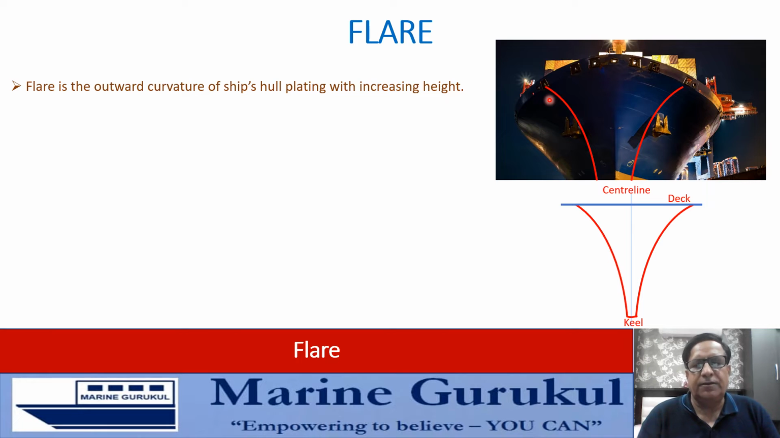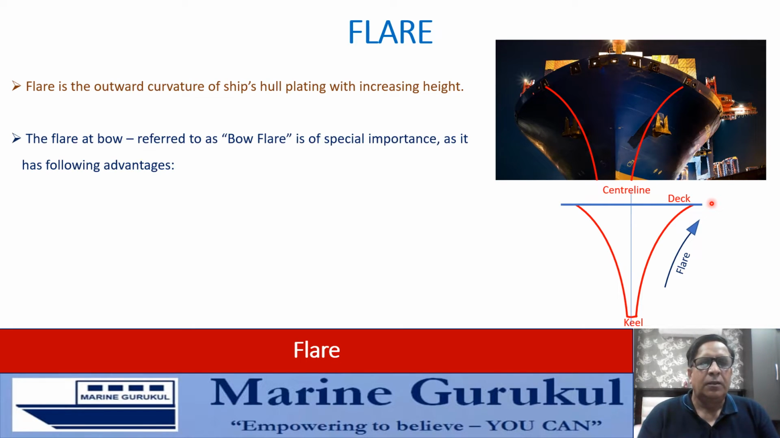We have the center line of the vessel, and this outward curvature of the side shell is what is called the flare. Now the flare can be at the bow, could be at the stern, but the flare at the bow, which is called the bow flare, is of special importance as it has certain distinct advantages.